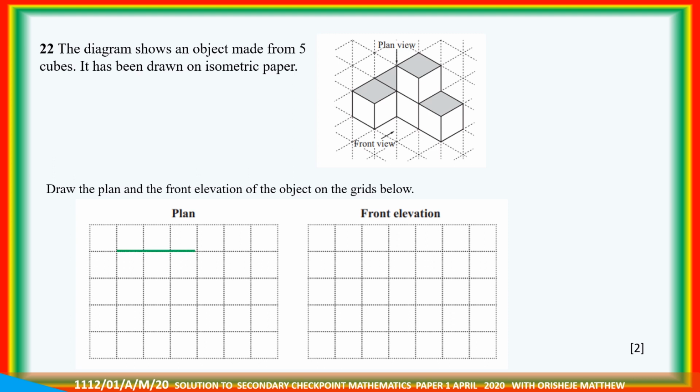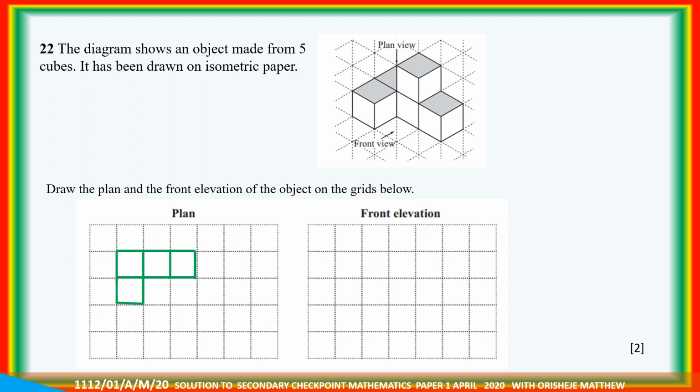So the plan is when you look at it from the top. That is a plan, the plan view. If you look at it from the top, you see this line. So this is what we are going to see when you look at it from the top.